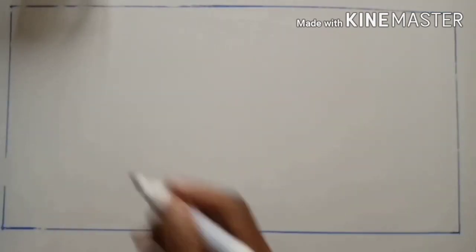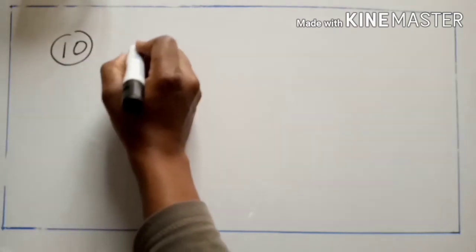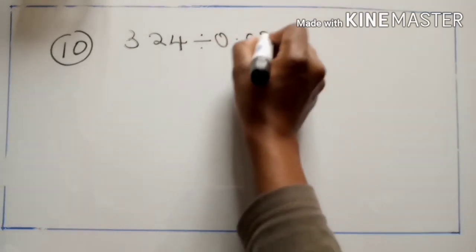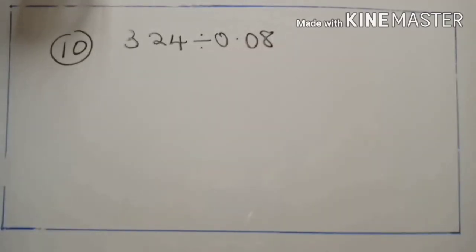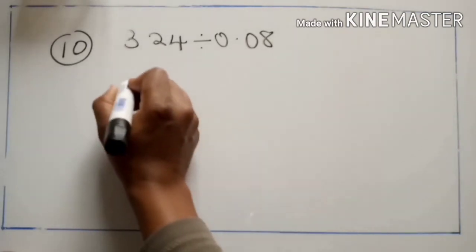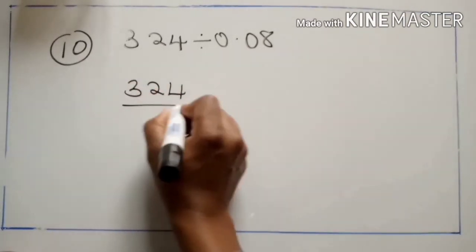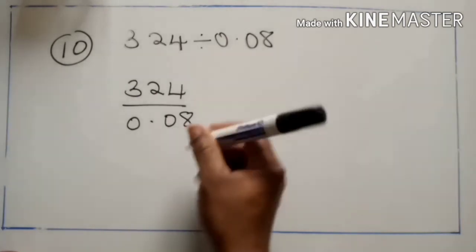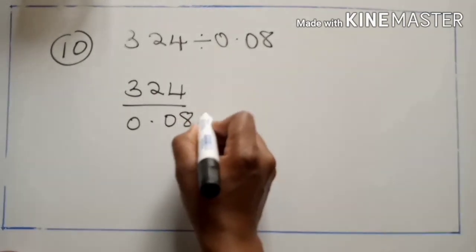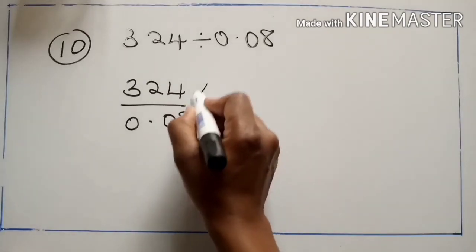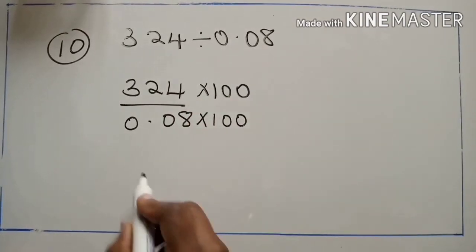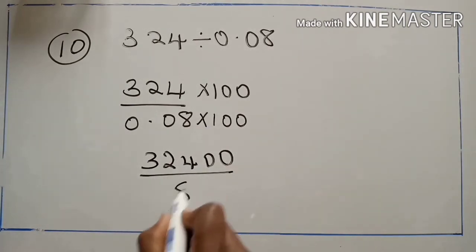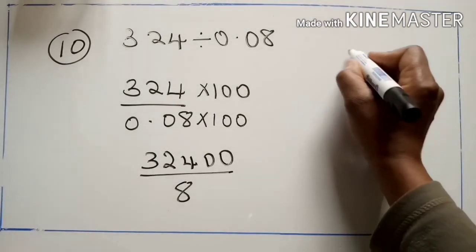Then we have our 10th and last example, which is 324 divided by 0.08. So we are going to write it as a fraction. And then our denominator, which is the divisor, is in 2 decimal places. So that means we will multiply by 100. Then the numerator again by 100. So that now we have 32,400 over 8. Now we can divide this easily.